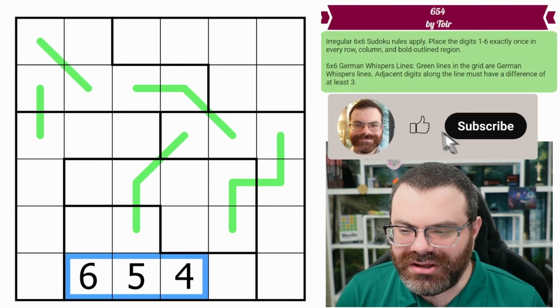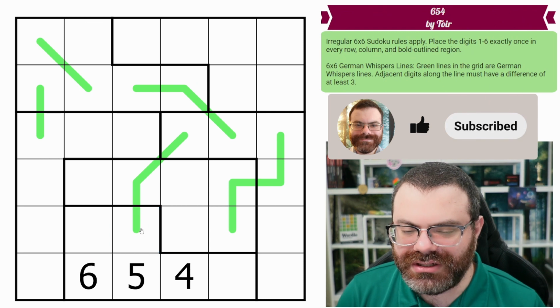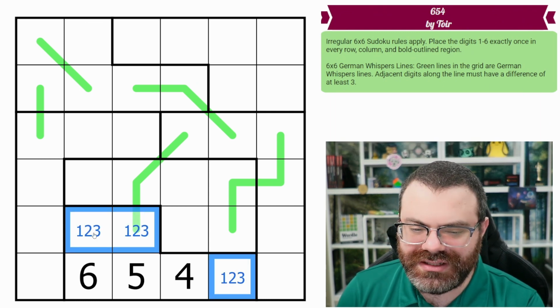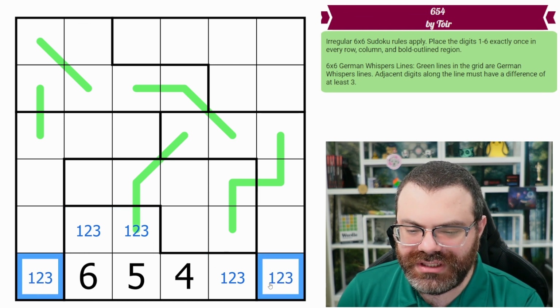All right, I'm going to get started by coloring. The reason I'm going to color lows and highs: lows being 1, 2, 3, highs being 4, 5, 6. In this region, we need 1, 2, and 3. In this row, we need 1, 2, and 3.